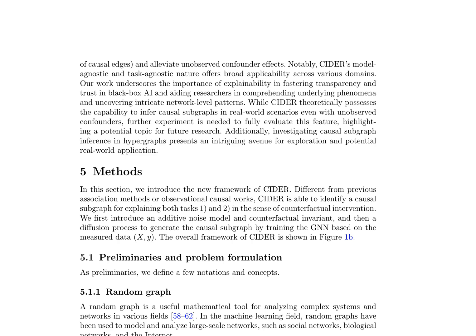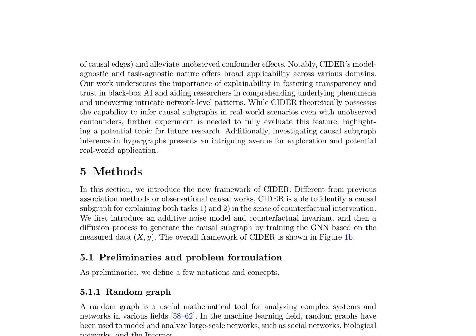By mitigating the effects of unobserved confounders, CIDER provides insights into underlying network-level patterns, addressing the need for explainability and transparency in black box AI. The framework's ability to infer causal subgraphs in real-world scenarios, despite unobserved confounders, is a significant contribution. However, further experimentation is needed to fully evaluate this feature and explore potential applications.